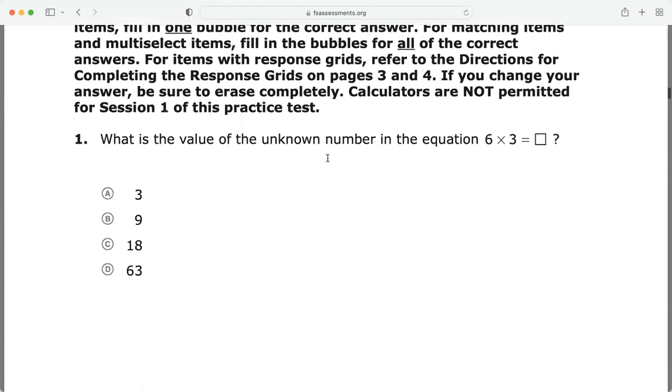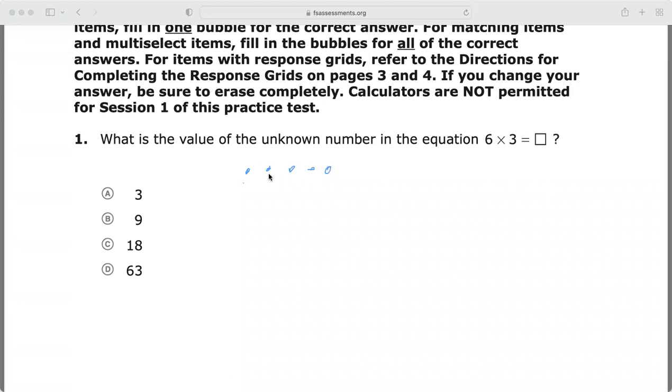What is the value of the unknown number in the equation 6 times 3 equals blank, unknown number? So 6 times 3, if you don't have your multiplication tables memorized, which a lot of students don't have, like they don't have the pattern recognition down yet, and that's okay. There are tools that can be used for multiplication, and for 6 times 3, you could count dots or shapes or whatever.